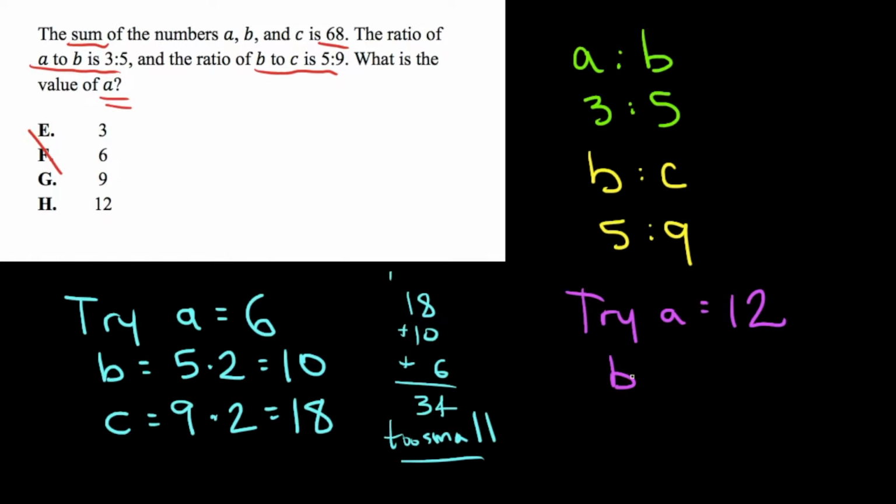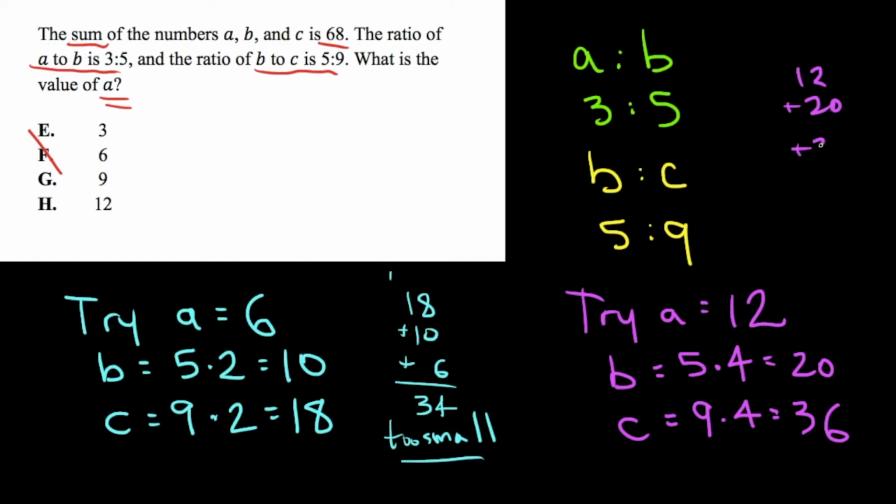Okay, so the ratio of A to B is 3 to 5. 12 is 3 times 4, so B will be 5 times 4, and that's 20. The ratio of B to C is 5 to 9. 20 is 5 times 4, so C will be 9 times 4, and that's 36. All right, let's see their sum. 12, 20, 36. What do you know? They have a sum of 68, so 12 was the answer.